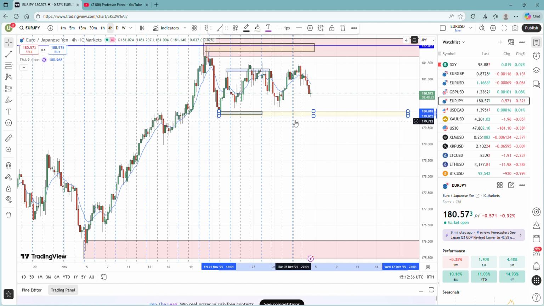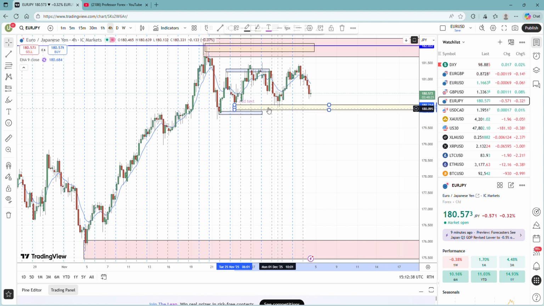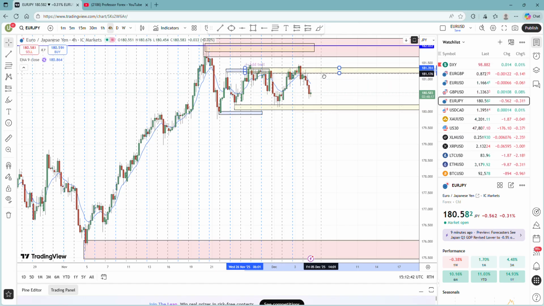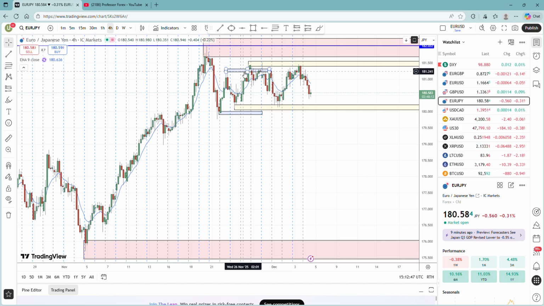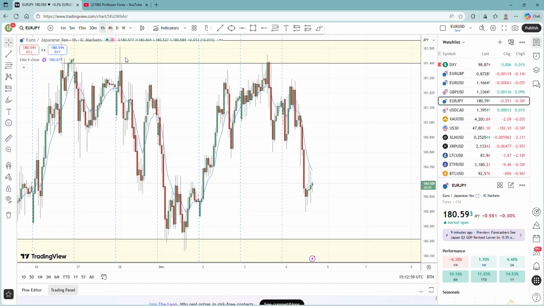So if we go here, H4 support, H4 resistance. You can see it's continued to move in between in a range. So you go support, resistance, support, resistance, support. It's likely to reject this area here and go back to resistance.